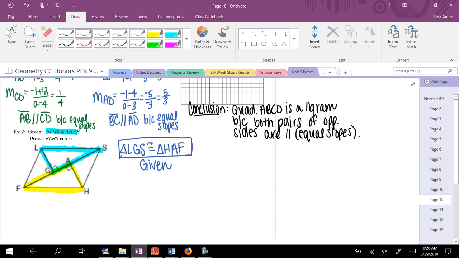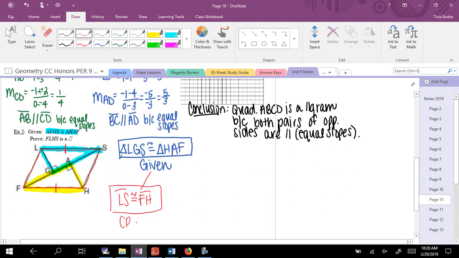We're trying to prove that FLHS is a parallelogram. So we're trying to prove that this whole thing is a parallelogram. So right away, my attention is drawn to these two sides, LS and FH, because those are both sides in my triangles as well as sides in the parallelogram. So right away, I know that those have to be congruent because they belong to congruent triangles. So I'm going to go right off of this and say that LS is congruent to FH, and that's going to be by CPCTC. Corresponding parts of congruent triangles are congruent.